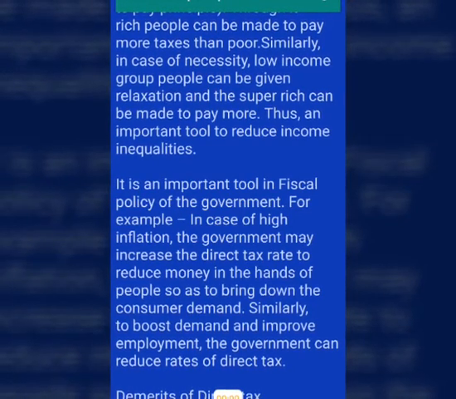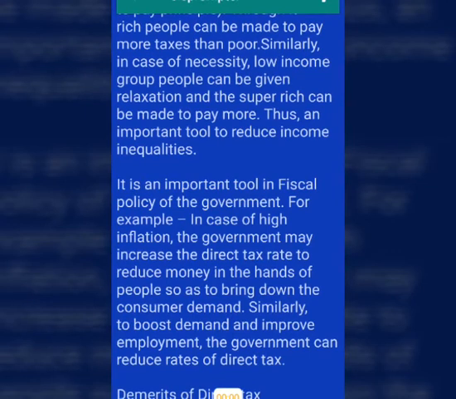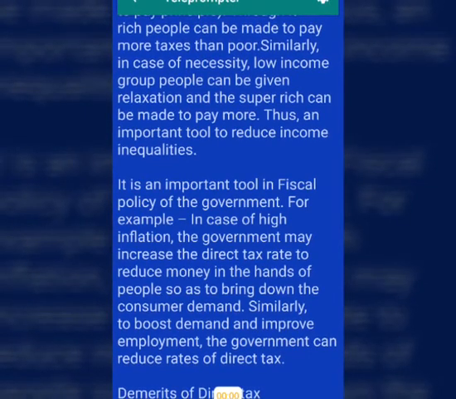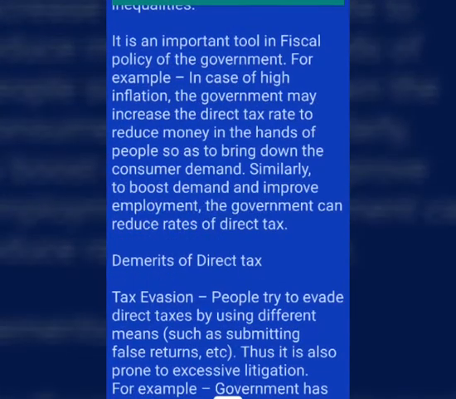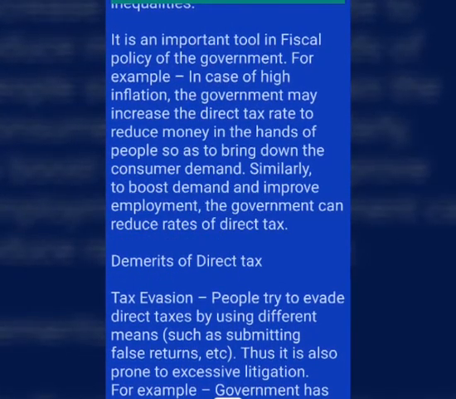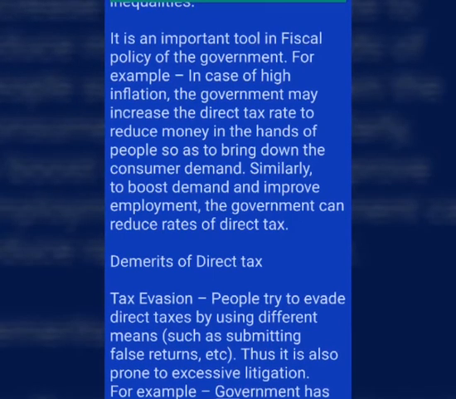For example, in case of high inflation, the government may increase the direct tax rate to reduce money in the hands of people so as to bring down the consumer demand. Similarly, to boost demand and improve employment, the government can reduce rates of direct tax.